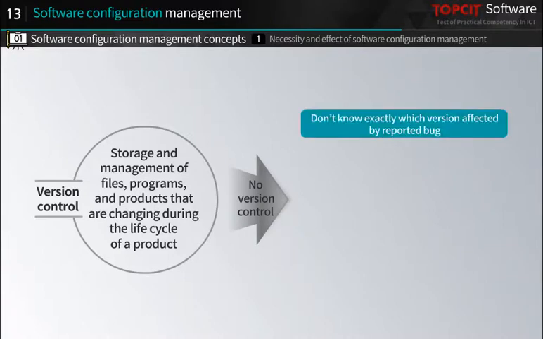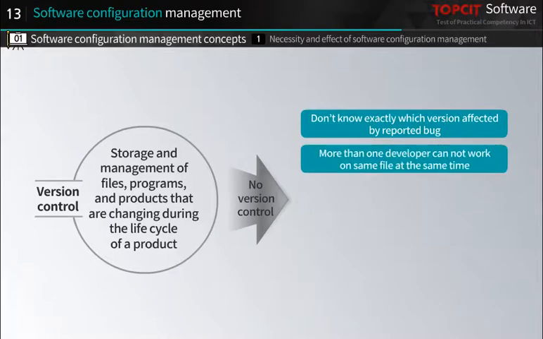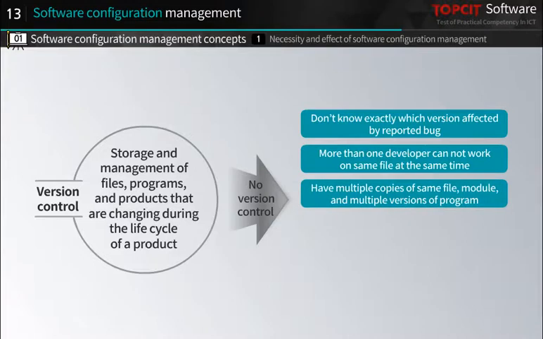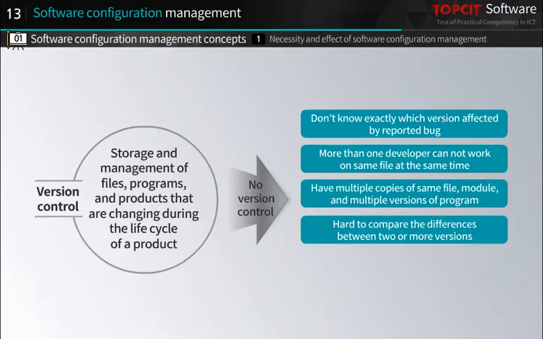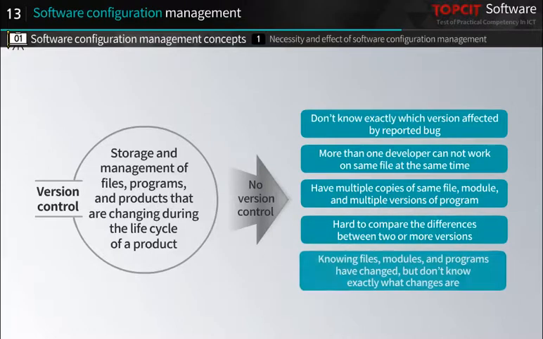We do not know exactly which version is affected by a reported bug. More than one developer cannot work on the same file at the same time. They have multiple copies of the same file, module, and multiple versions of the program. It's hard to compare the differences between two or more versions. We know files, modules, and programs have changed, but we do not know exactly what the changes are.